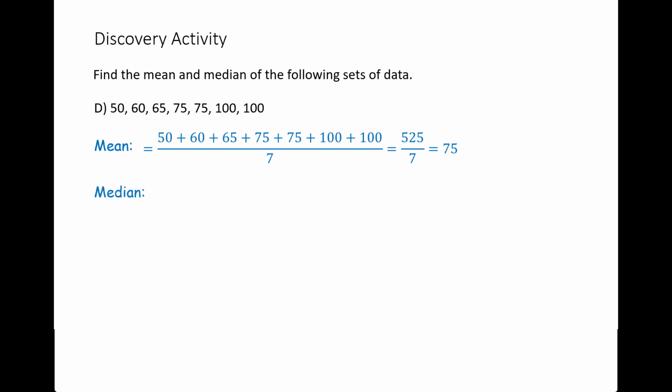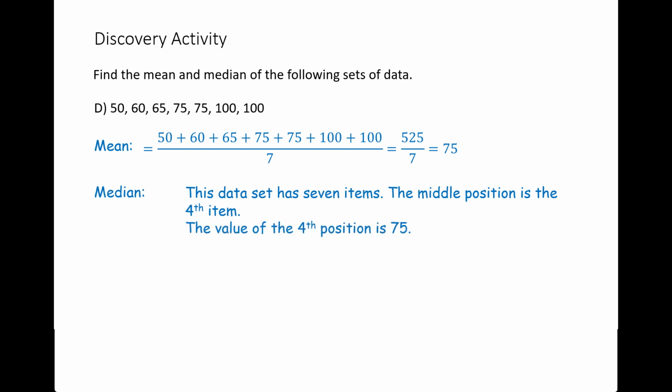Now we need to find the median. The median is the value that corresponds to the middle position of ranked data. This data set has 7 items. The middle position is the 4th item, and the value of the 4th position is 75. Thus, the median is 75.